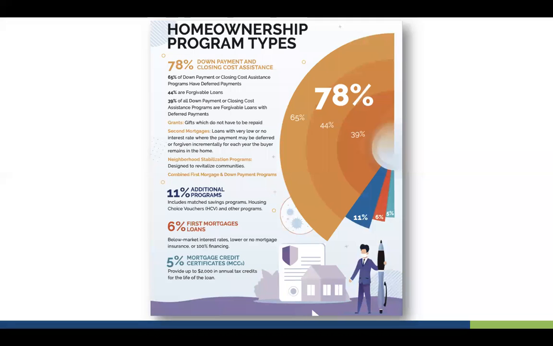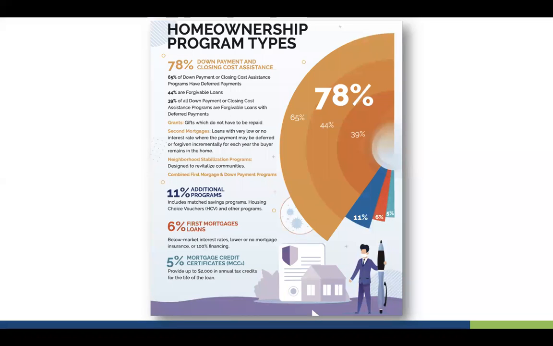And again, we'll get into this a little bit more in a few minutes. And then you've got grants. Now we're also going to look at mortgage credit certificates, which are tax credits. And we're also going to look at affordable first mortgages, which make up together those two categories, a little more than 10% of all of the home buyer programs out there.